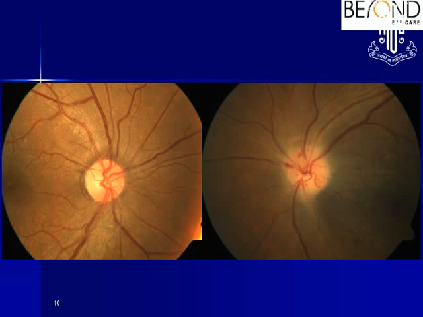Right eye, left eye. It's the left eye where she woke up with less vision, and her vision was 6/12 in the left eye. And this is how her optic nerve looked like. Any thoughts?